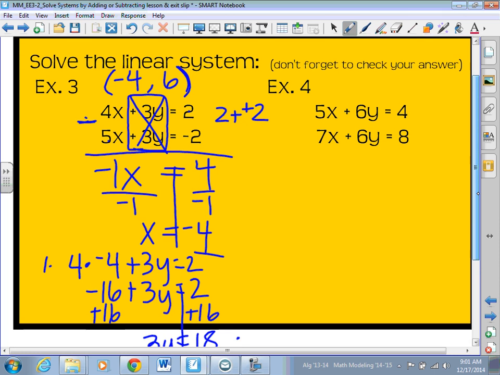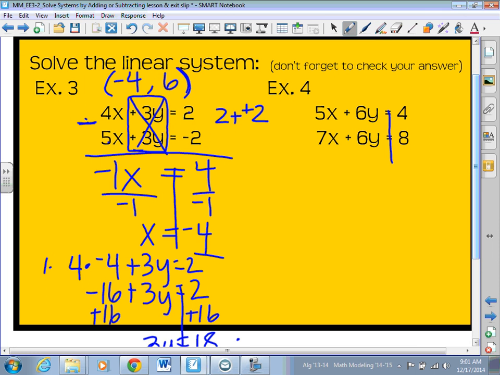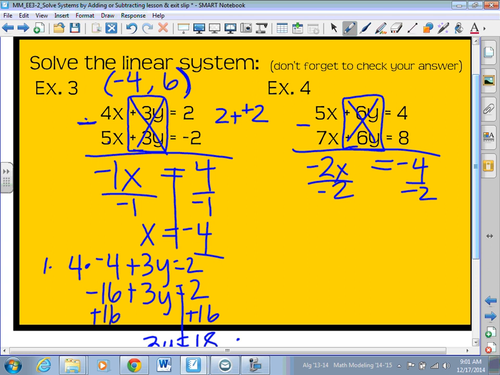Take a look at example 4. Again, if you look at it first, I've got this positive 6y and positive 6y. So I'm going to subtract. 5x minus 7x is a negative 2x. 6y minus 6y is 0y, so it cancels. 4 minus 8 is a negative 4. So I'm going to solve. x is equal to a positive 2.